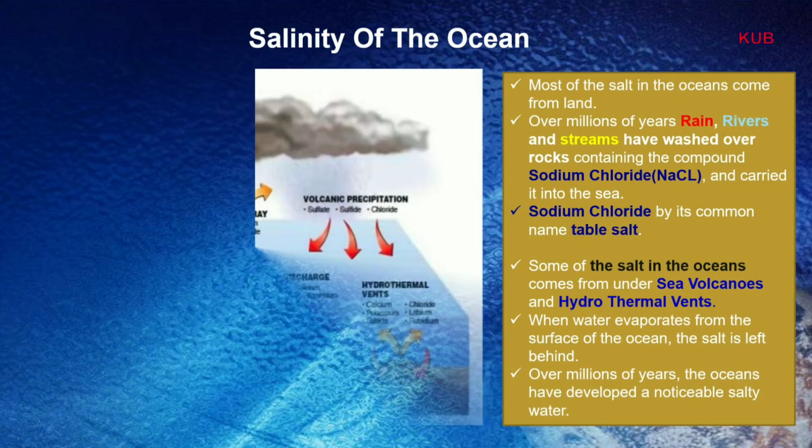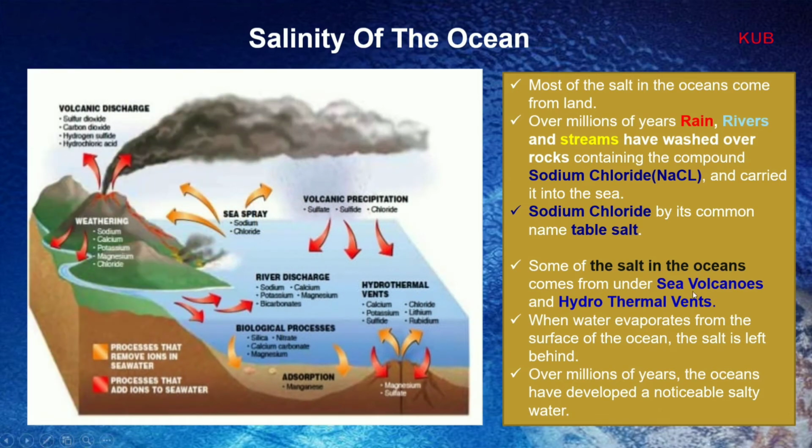Most of the salt in the ocean comes from the land. Over millions of years, rain, rivers, and streams have washed over rocks containing the compound sodium chloride, NaCl, and carried it into the sea. Sodium chloride is table salt. Some of the salt in the oceans also comes from sea volcanoes and hydrothermal vents. When water evaporates from the surface of the ocean, the salt is left behind. Over millions of years, the oceans have developed noticeably salty water.